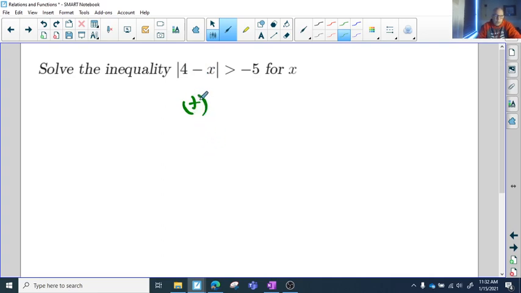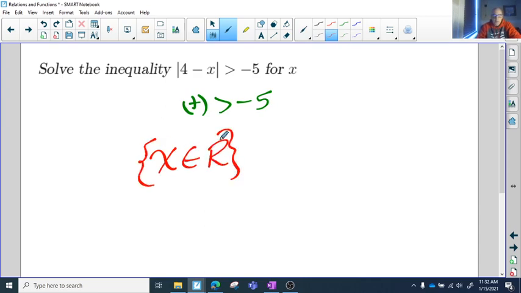So I'm going to try and figure out when this positive answer would be bigger than negative 5. Well, I hope you would argue that it's always bigger than negative 5 if it's positive, which would imply this absolute value inequality really doesn't require any work. All you have to do is say x could be any number, because regardless of the situation, this will be positive, which is always guaranteed to be bigger than negative 5.